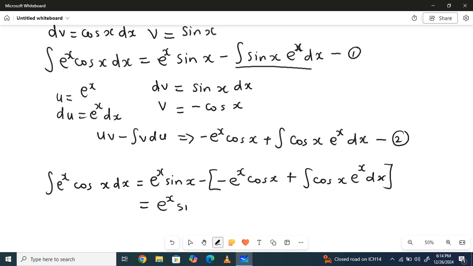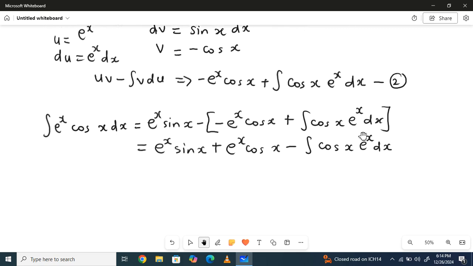We will have e^x sin x, and now we have minus minus, which gives us plus e^x cos x minus the integral of cos x e^x dx. If you observe carefully, you realize that our last value here, where we have underlined cos x e^x, that integral is the same as what we have on our left hand side. So we are going to collect the like terms. That means this one is a negative.